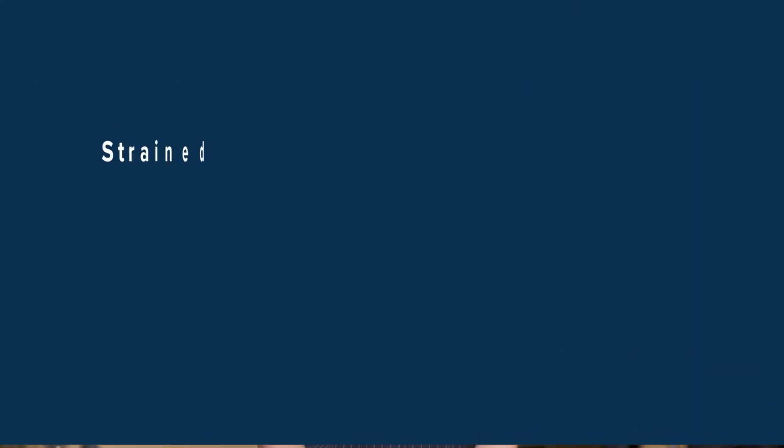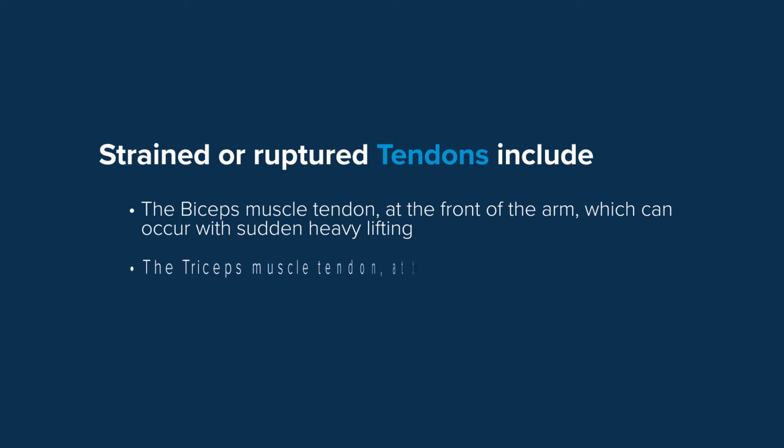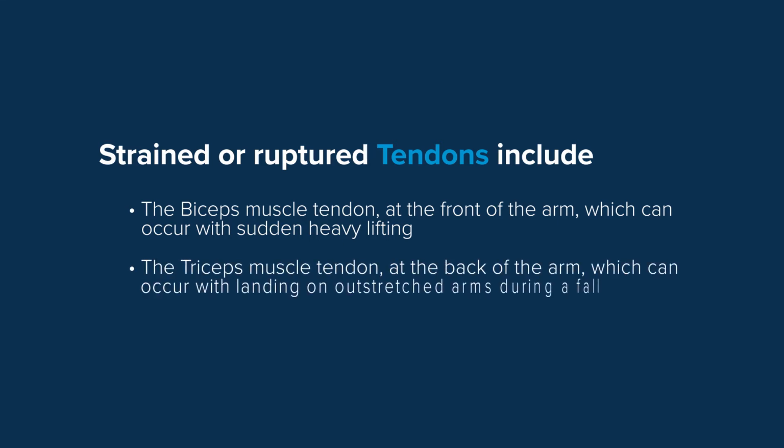Tendons, which join our muscles to bone, can also be suddenly sprained or ruptured. Examples can include the biceps muscle tendon at the front of the arm, which can occur with heavy lifting, or the triceps tendon at the back of the arm, which can occur with landing on outstretched arms during a fall. Any strain or partial tear will be very painful at the location of the injury with associated swelling and bruising.